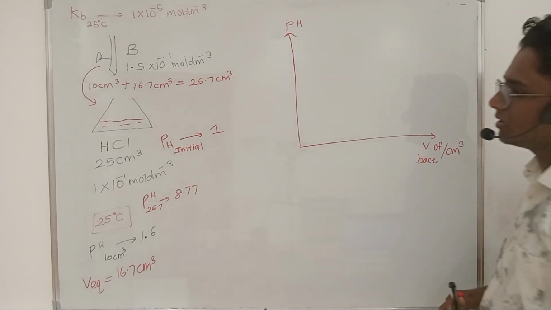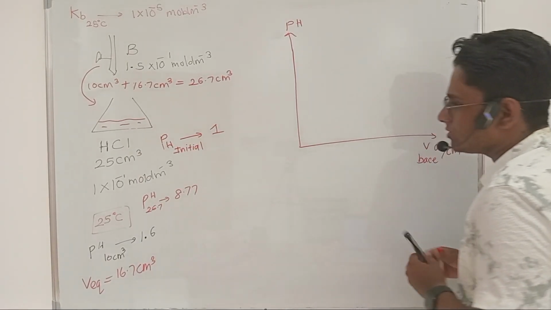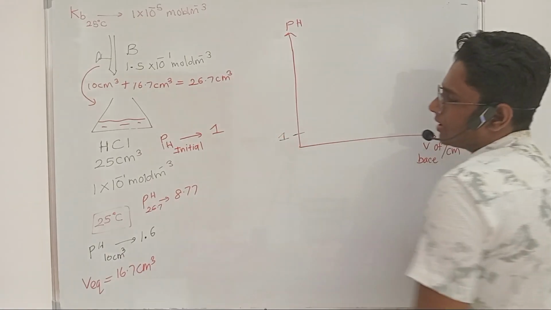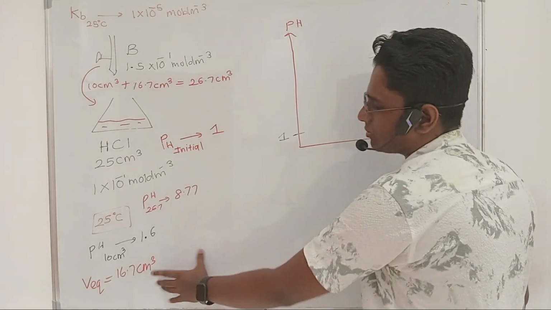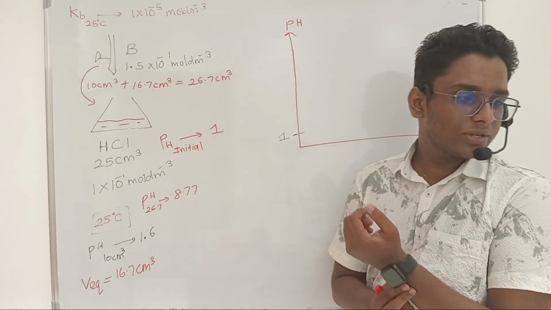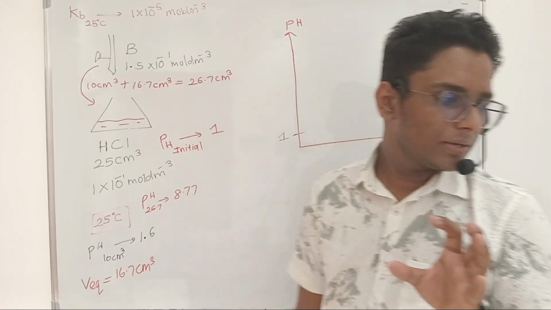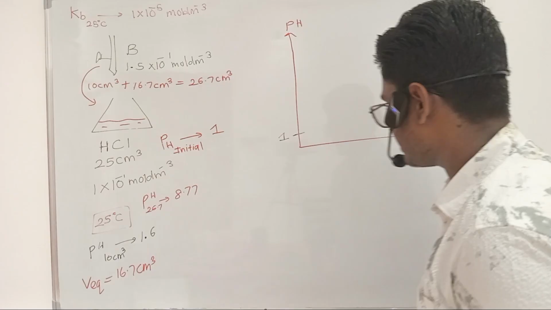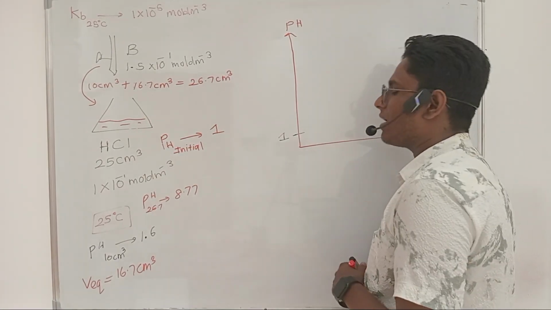So the pH curve. What is the initial pH before the addition of weak base? The initial pH was 1, right? So the curve must start at 1, right? And the equivalence point is at 16.7 centimeter cube. Okay. Now, what is the pH? They have said no need to calculate the pH at the equivalence point, but you can find the approximate value, right? Mark the equivalence point approximately, right? You can get a rough idea using the acid and base that you are adding, right?